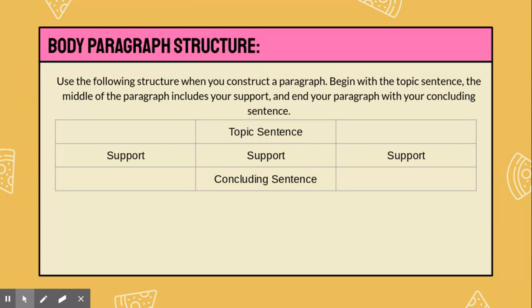So, your body paragraph structure. Use the following structure when you construct a paragraph. Begin with the topic sentence. The middle of the paragraph includes your support, and end your paragraph with your concluding statement. So you begin with your topic sentence. In the middle, you have your support, and then end with the concluding sentence.